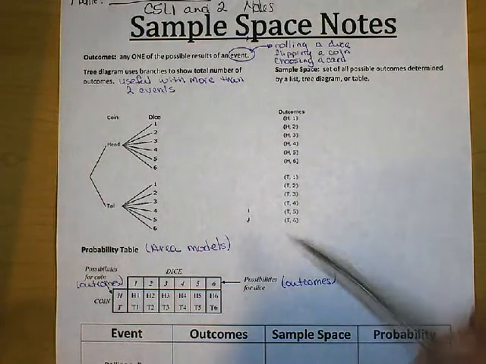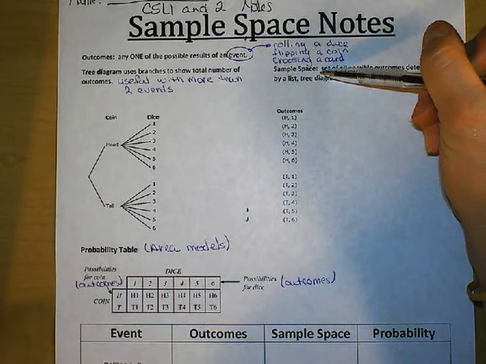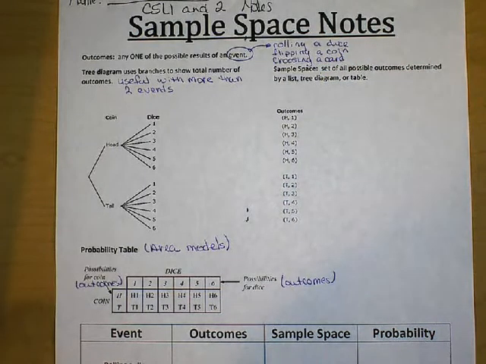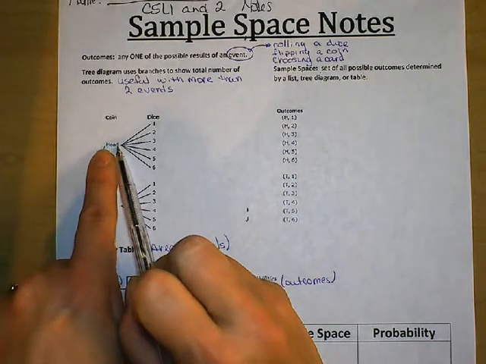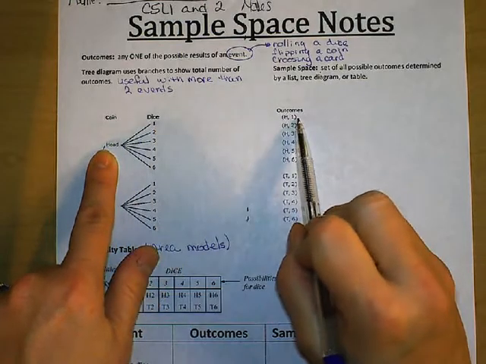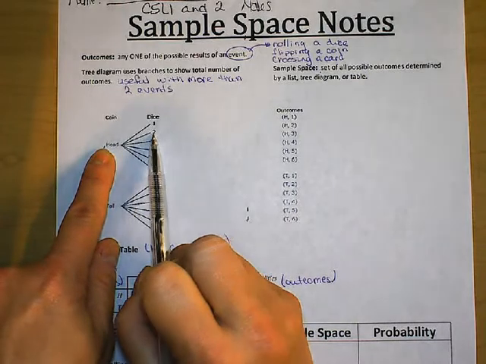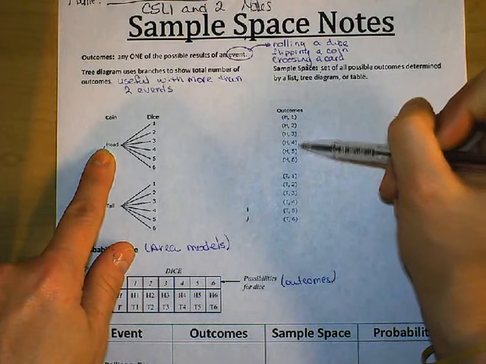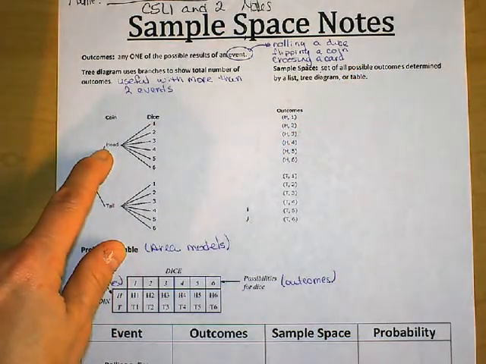We also use tree diagrams and probability tables to make a list or a sample space of all the different combinations. If you look at the tree diagram, you can see that one combination is heads, 1, and we make a list over here for heads and 1. You can also see heads and 2. They've made a list for heads, 2. And this list will continue down along with the tree diagram.